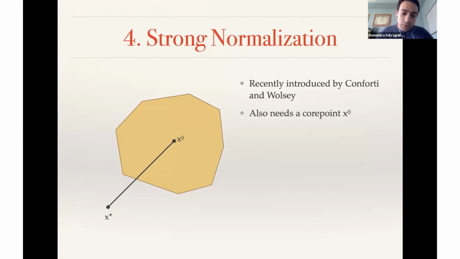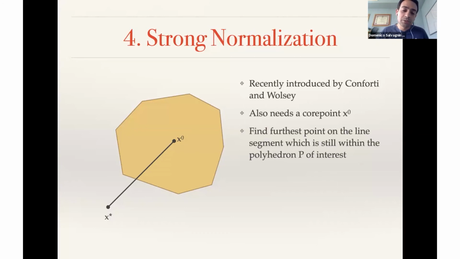And this also needs a core point, x0. And the intuition behind it is that by solving a slightly modified cut generating LP, you find the farthest point on the line segment between x0 and x star. And if you do that and then do some duality as usual, you can prove that this returns a facet of the polyhedron you're interested in with probability 1, which is pretty much as good as it can get.